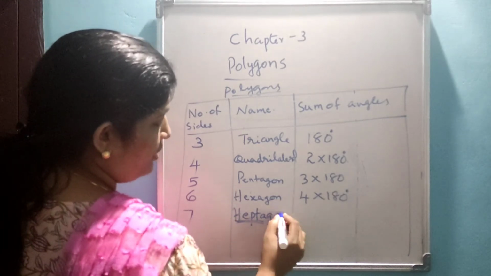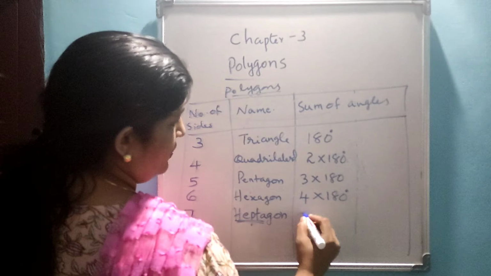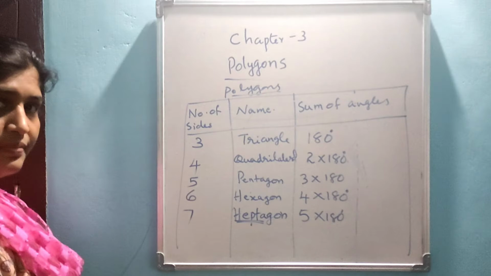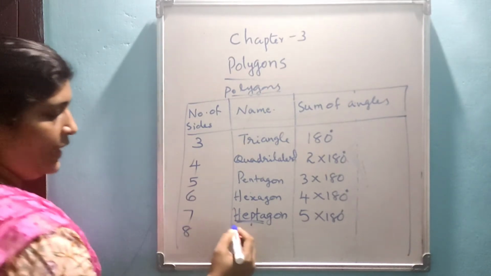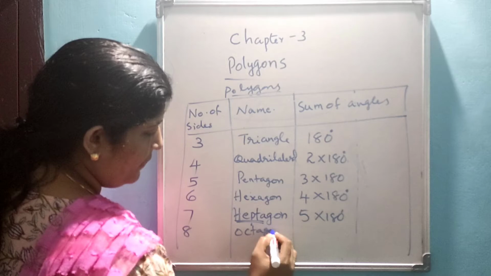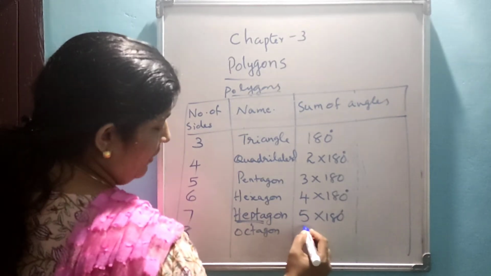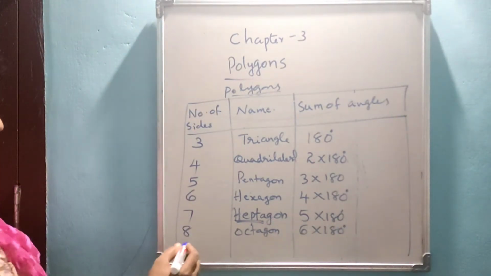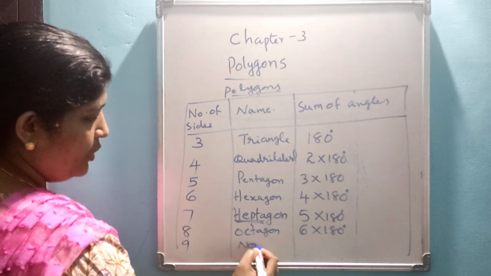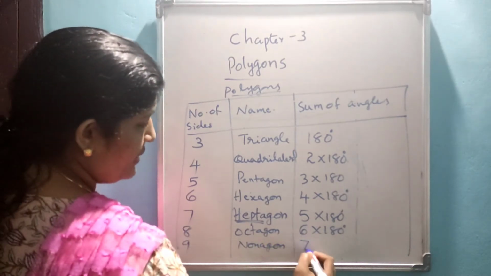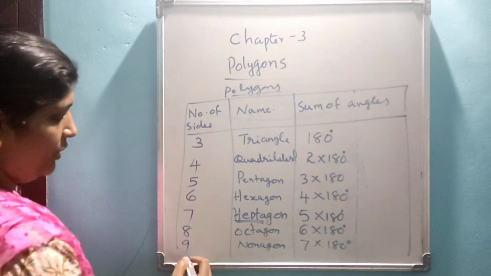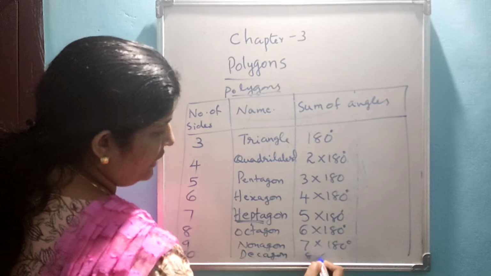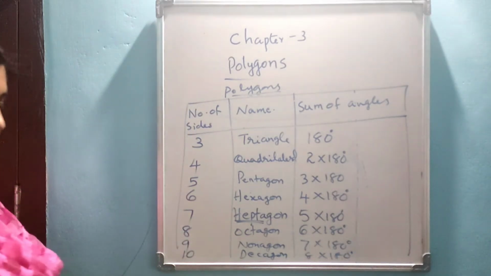Heptagon, and its sum of angles is equal to 5 into 180, right? Then the 8-sided polygon is an octagon, and its sum of angles is 6 into 180 degrees, right? Then 9 sides, that is nonagon, 7 into 180 degrees. Then finally 10, decagon, and its sum of angles is 8 into 180 degrees.